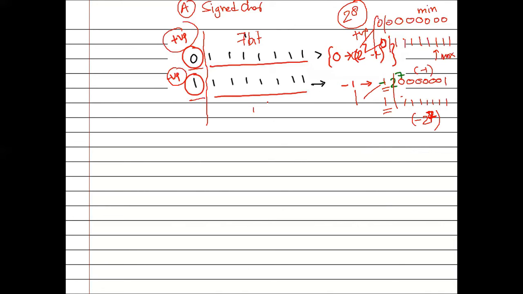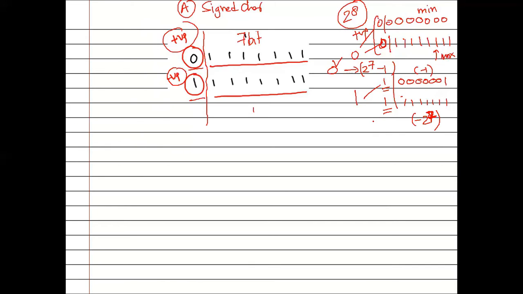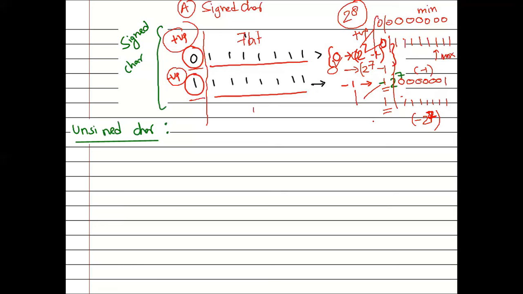Okay, so these are the possibilities. I have written the same thing here. So the possibilities would come from here: 0 to 2 to the power 7 minus 1. Why? Because we have counted 0 in the positive numbers, so it is the same, a little mashed up. So it is the signed character. Then what is the unsigned character?